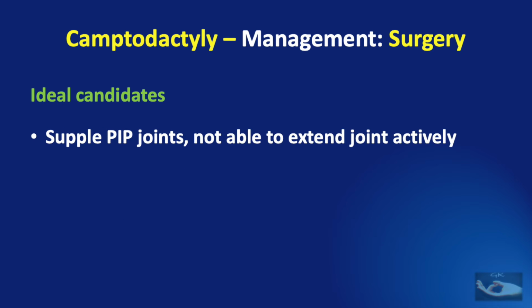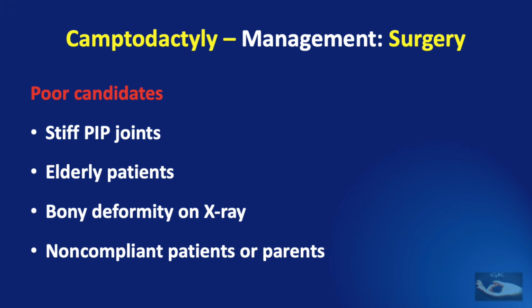So the ideal candidate for obtaining good results with camptodactyly are young patients with supple proximal interphalangeal joints not able to extend the joint actively. Patients with stiff proximal interphalangeal joints, elderly patients, patients with a bony deformity on X-ray, and non-compliant patients or parents are poor candidates for surgery.